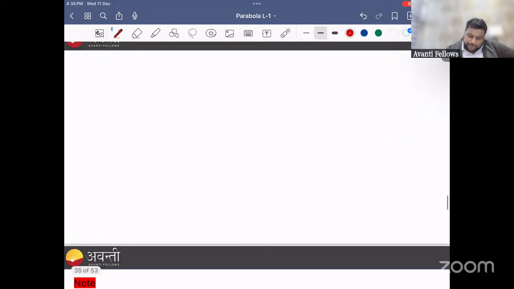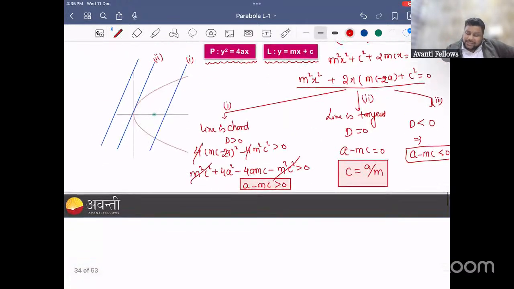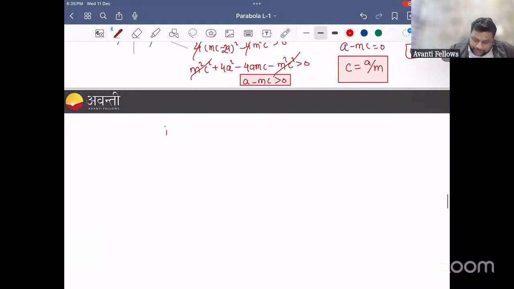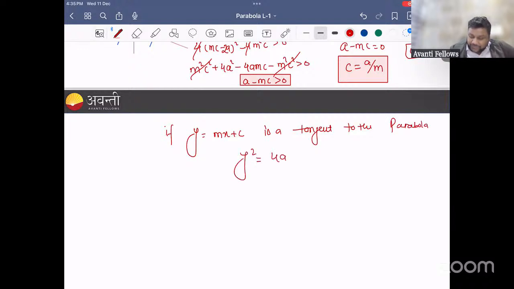Now, these are the cases. That means if y equals mx plus c is a tangent to the parabola y square equals 4ax, then c will be what? c will be a by m. Or I should say the tangent will be y equals mx plus a upon m.